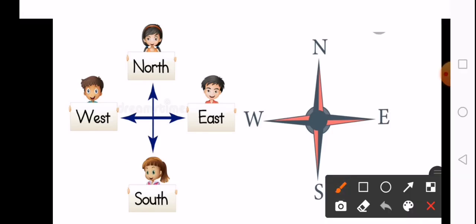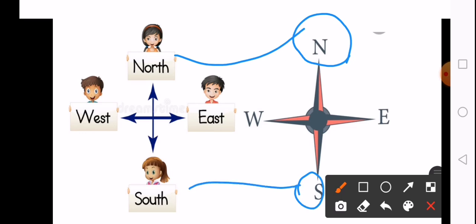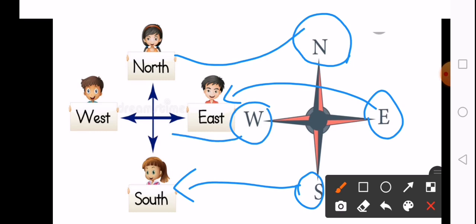What do you see here? What do you see with me here? Letter N. Just N represents what? The north, okay? And here what do we have? S. S is for south. E. Also it is for east. W is for west.